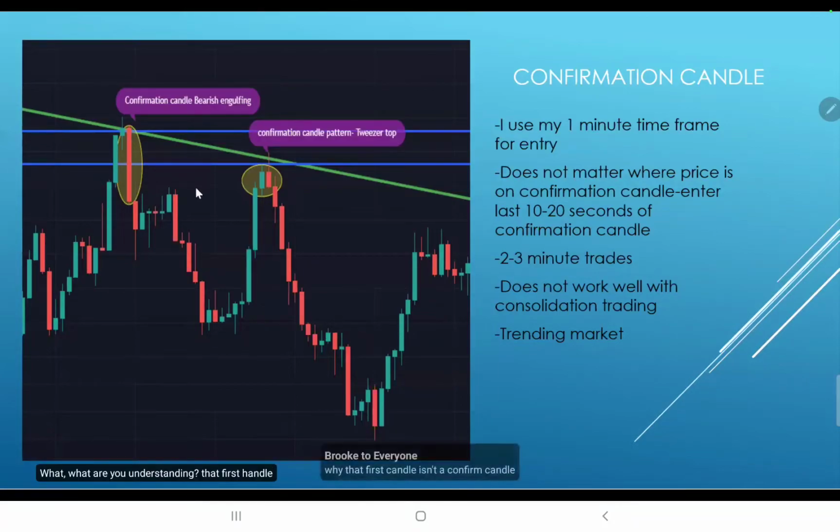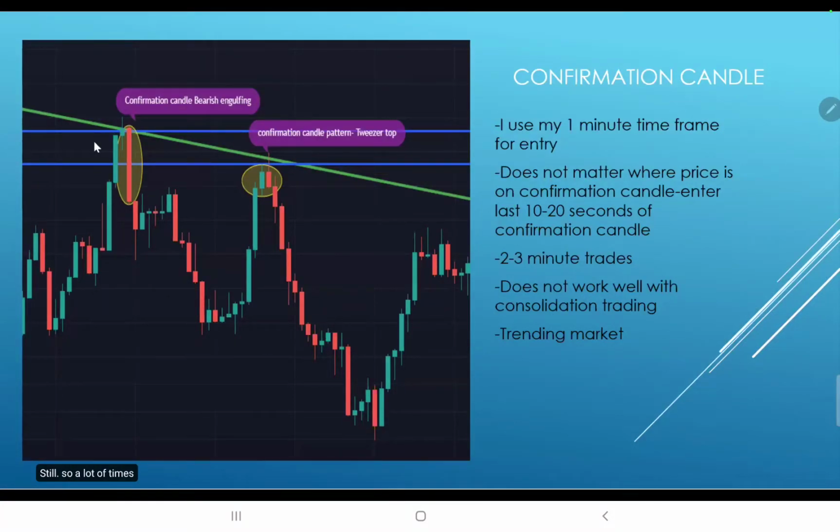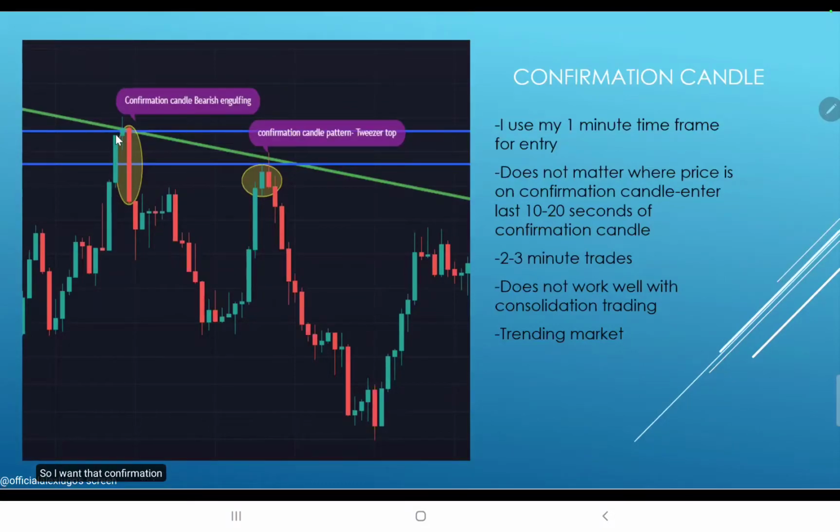That first candle isn't a confirmation candle. This isn't a confirmation candle right here because it could still move up. It's still showing me that buyers are in control, that the momentum is still a buyer's market, because it's a green candle. It is still a bullish candle. A lot of times you get spiked out because those buyers are still in the market. So I want that confirmation that price is going to reverse, showing that the sellers came in and are taking control of the market now.